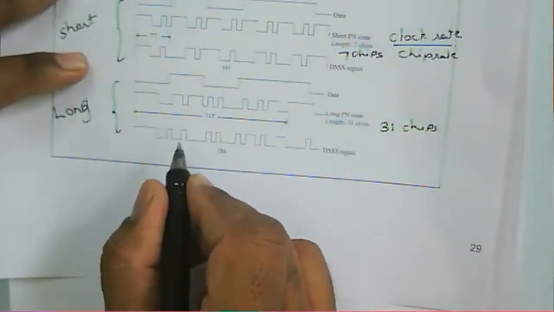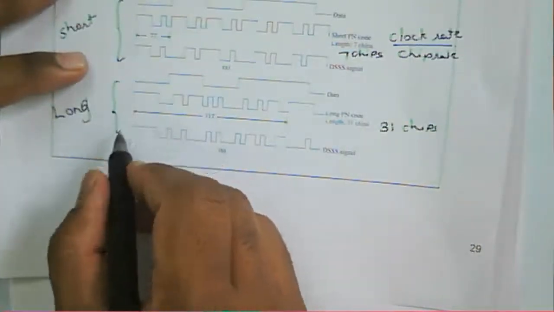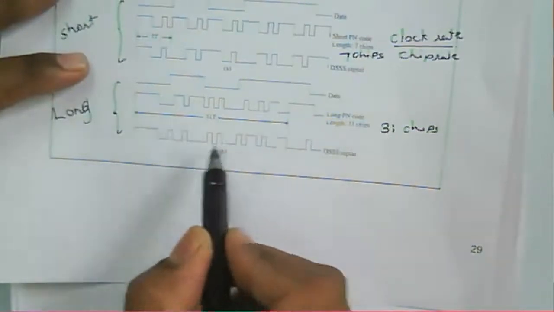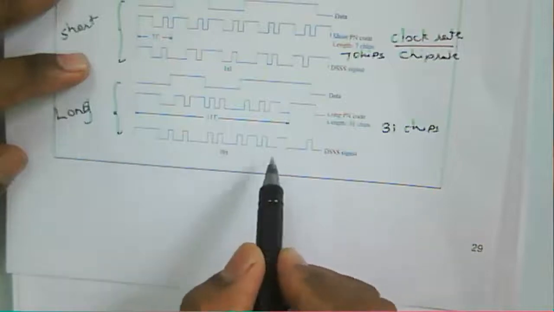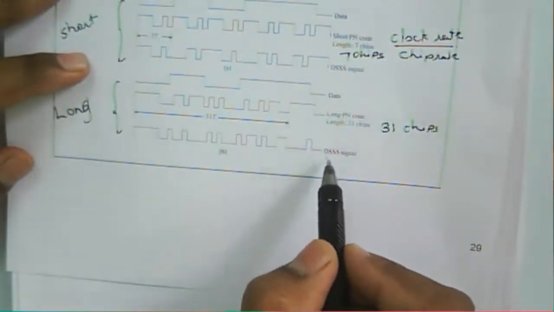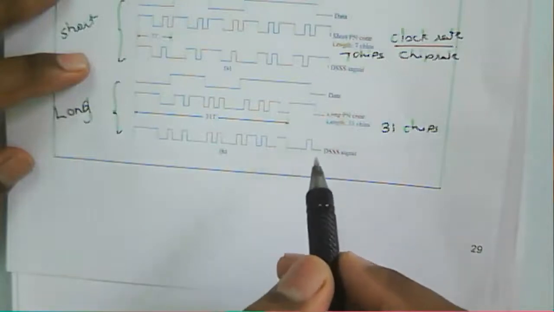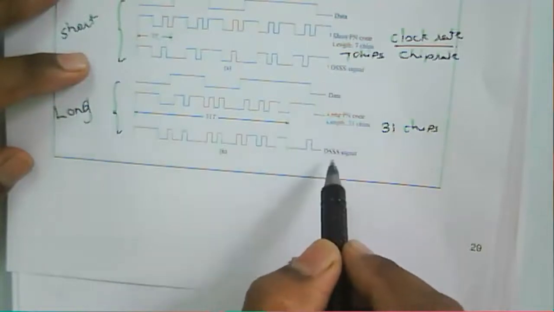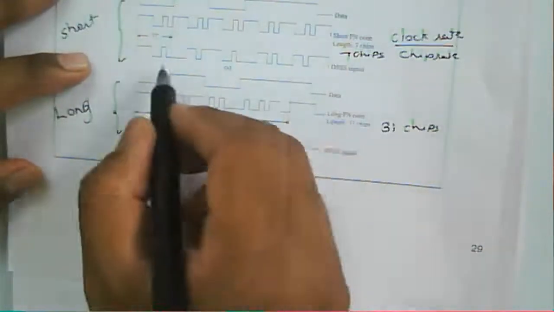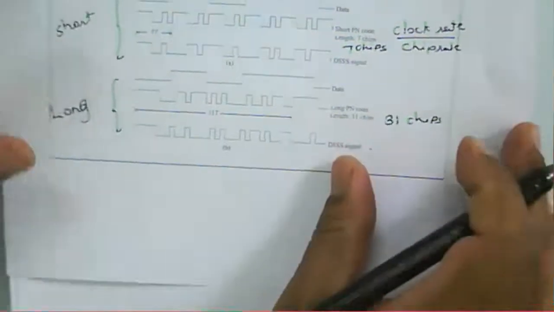If you see the spreading waveform, it is not periodic with respect to the data symbol, and the spectrum in this case looks random in nature. So the generated DSSS signal is aperiodic, and it is more complex to detect than the periodic short code modulated data. This one is a periodic short code modulated data, and this is aperiodic, so it is very difficult to detect.